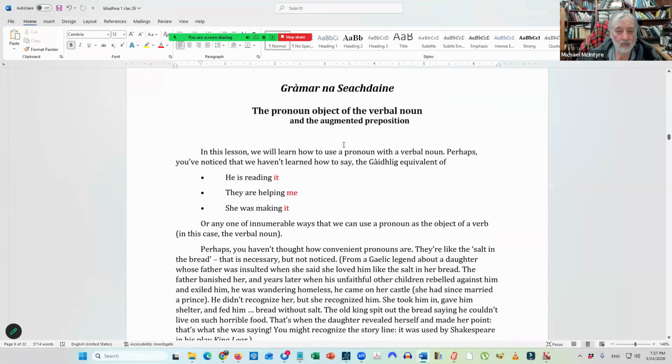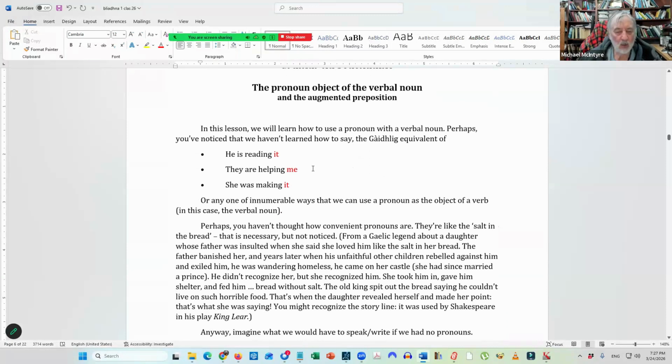Okay. Now, the pronoun object of the verbal noun. Okay, so what I mean here is when we have the verbal noun, how do we say something like he is reading it, or they are helping me, or she was making it? How do we insert a pronoun there?